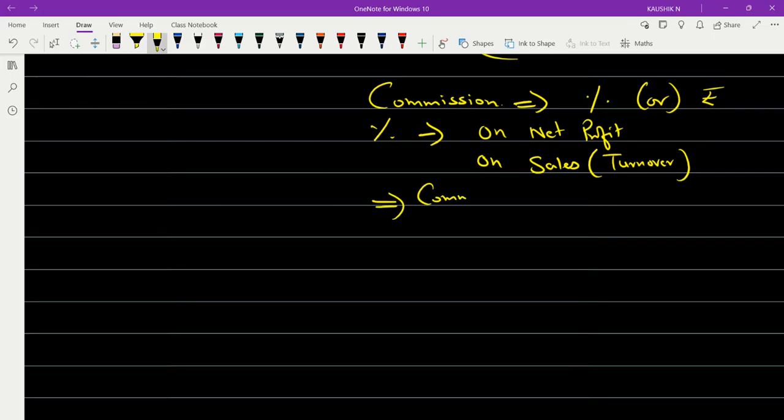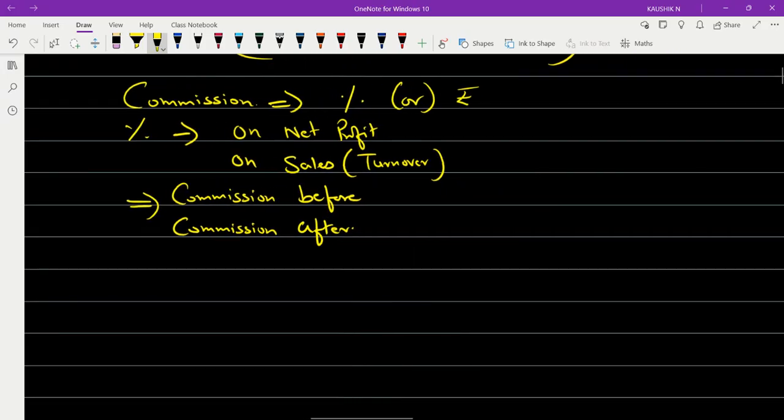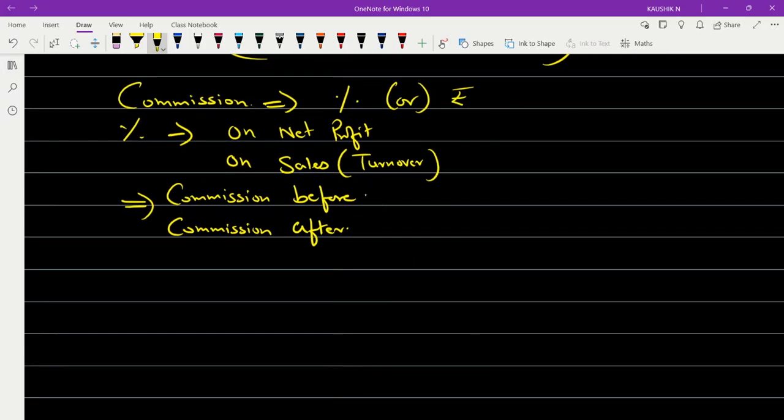Commission before and the word after. You will come across these two terms: commission before or commission after. That means commission before charging such commission, or commission after charging such commission. When it is marked as before, you have to use a formula. For both of these you have a formula.